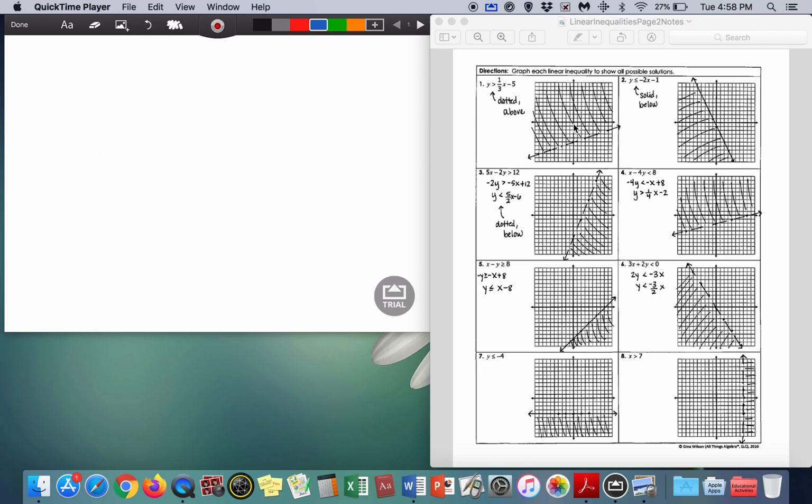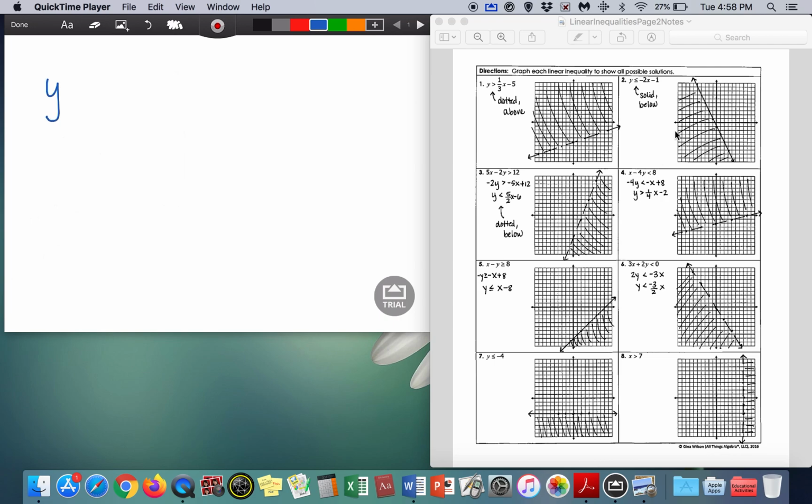So again, I like to use the origin as long as the line's not going through the origin. If I test the origin and it works, that means this side is shaded. If I test this origin and it doesn't work, that means I would shade down here. We could see, of course, where they shaded already, but let's take a look at what it looks like.